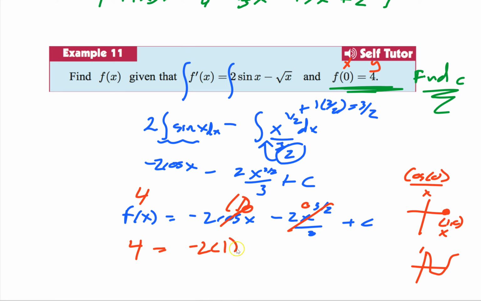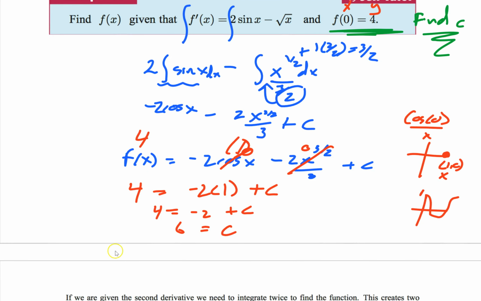Negative 2 times 1 plus c. So 4 equals negative 2 plus c. So c equals 6. And again, that's not the answer. The question was find the actual function, so plug your c back in. So my answer is going to be f of x equals negative 2 cosine x minus 2x to the 3/2 over 3 plus 6. That's the answer.